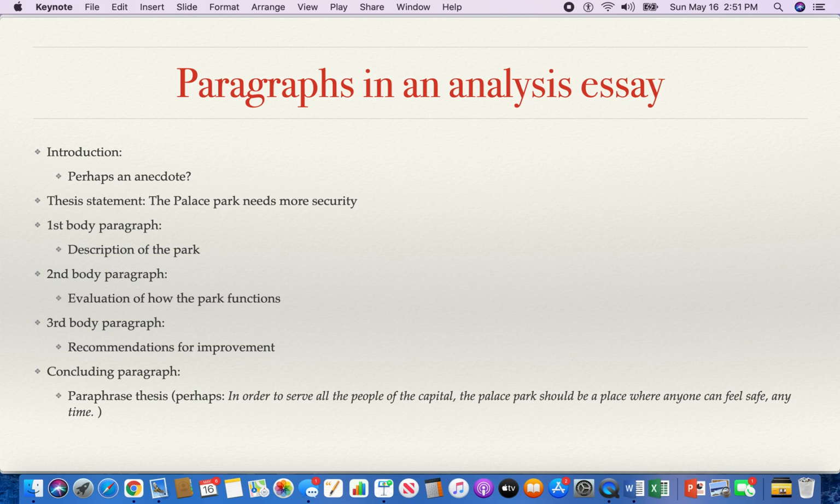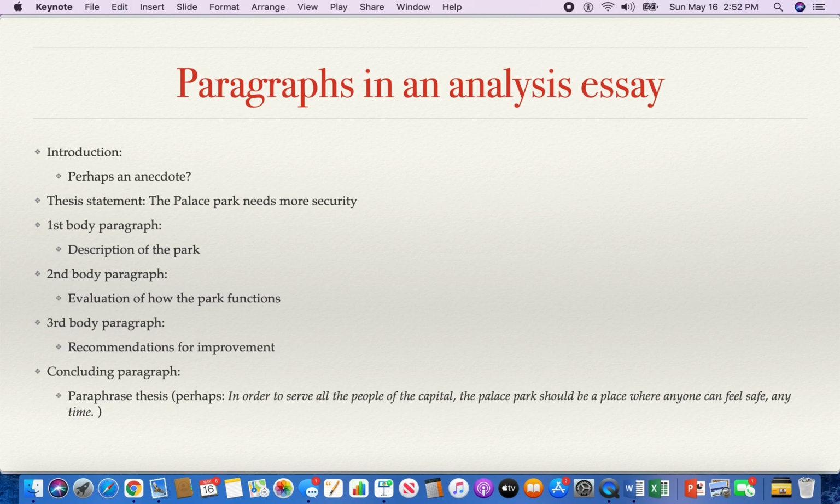So the first body paragraph is going to be a description of the park. That was the first thing we talked about. The second body paragraph is going to be an evaluation of how the park functions, and there are good things and not so good things about that. Now, my third body paragraph is going to be recommendations for improvement, and I am going to recommend that there be more security so that ordinary people feel safer in the night. In daytime, there's no problem, but at night, it could be.